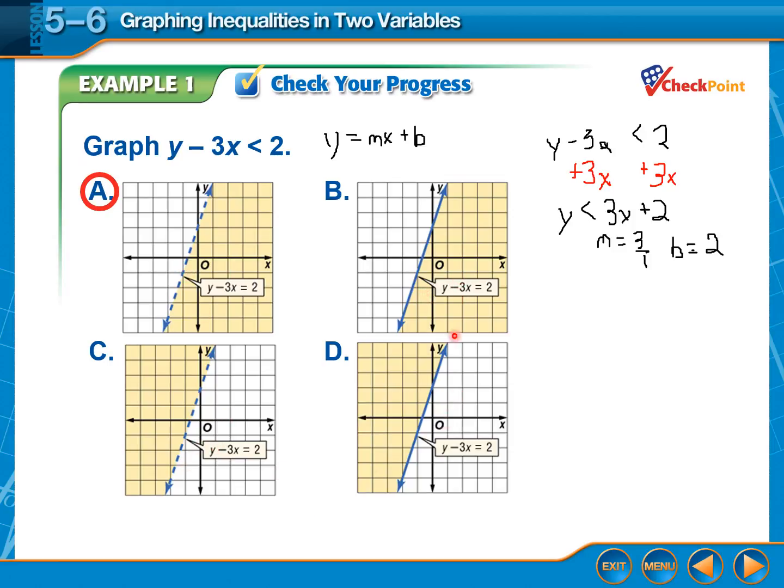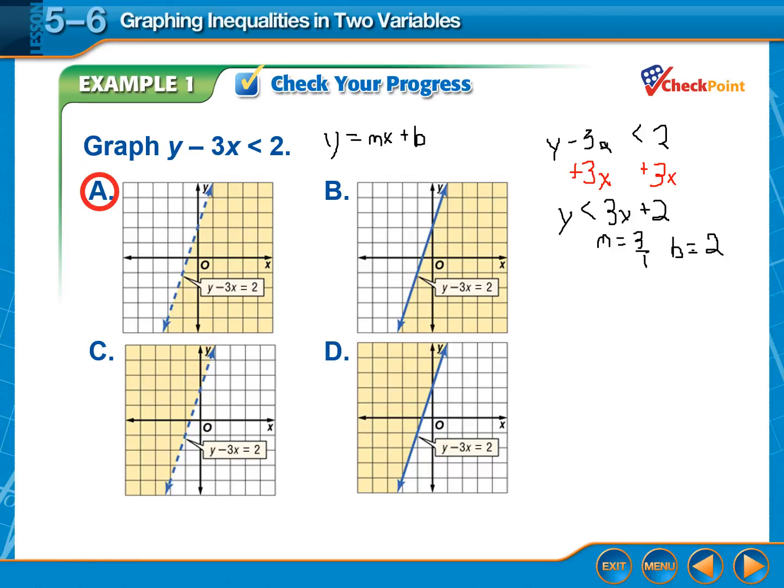What makes them different? Well, B and D here are solid lines. A and C are dotted lines. Remember, when we want to graph an inequality, if the inequality is greater than or less than, we're using a dotted line because the boundary line is not included in my solution. So that eliminates B and D because those are solid lines. My solution is going to be either A or C.